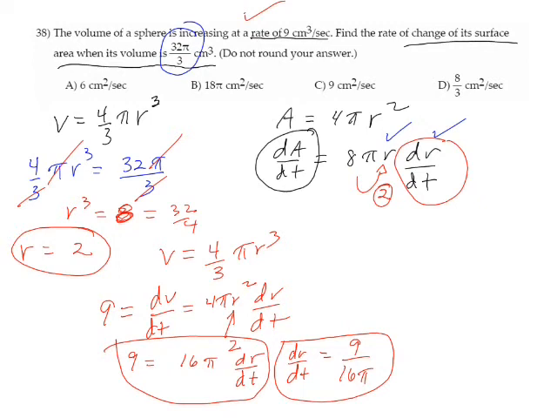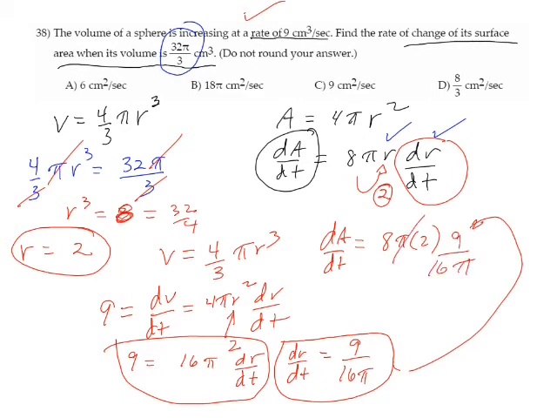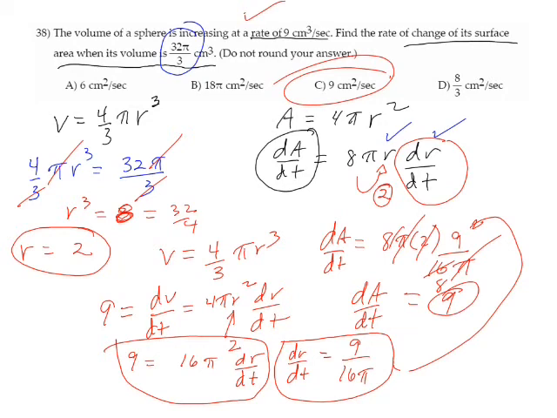So now we know what dr/dt is. We can get dA/dt is equal to 8 times pi times the 2 times dr/dt, which is 9 over 16 pi. Notice I can cancel out pi's, cancel out this, and I get that it's equal to 9. It all comes out even. So the answer is 9 centimeters squared per second.